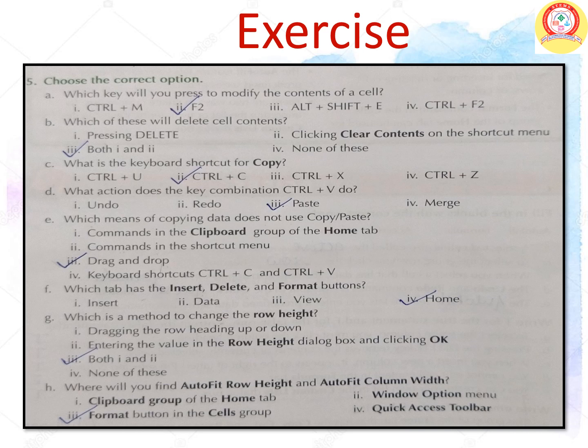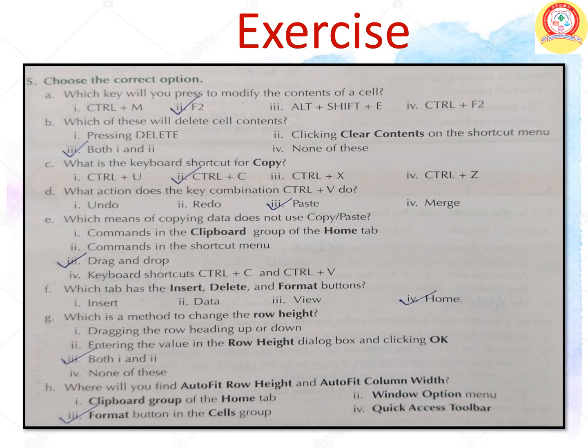G1, which is the method to change the row height? First, dragging the row heading up or down. 2. Entering the value in the row height dialog box and clicking OK. Third, both 1 and 2. And fourth is none of these. So it's both 1 and 2. It's third option, both 1 and 2.